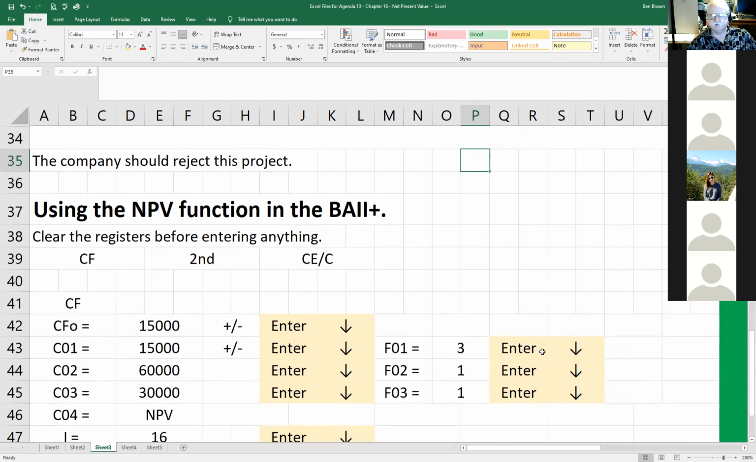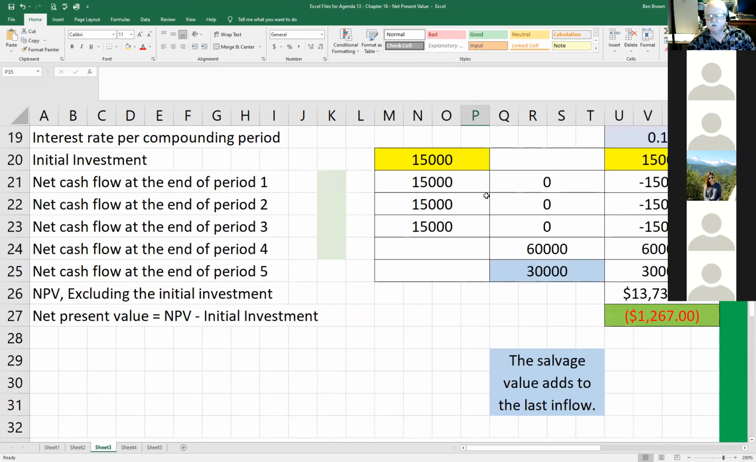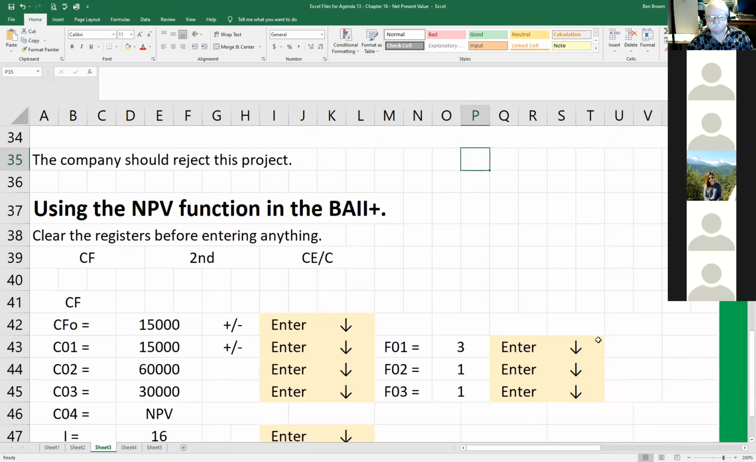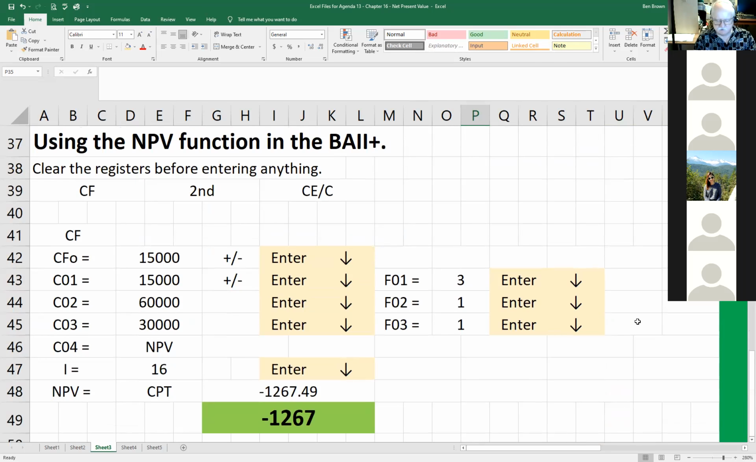So let's try the same thing on the BA2 Plus. But the BA2 Plus doesn't allow us to separate out inflows and outflows. The BA2 Plus only wants the numbers in this last column. So let's try it. First off, let's get rid of everything in the registers. CF, second, clear. So hit CF.